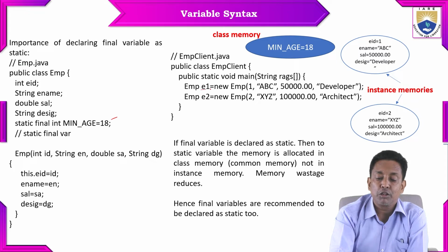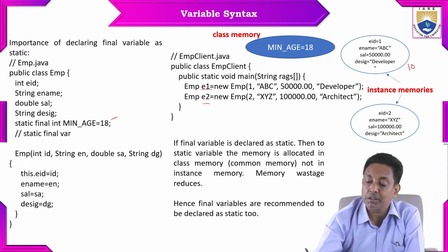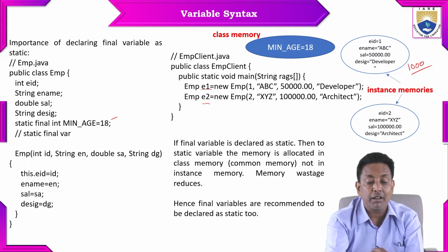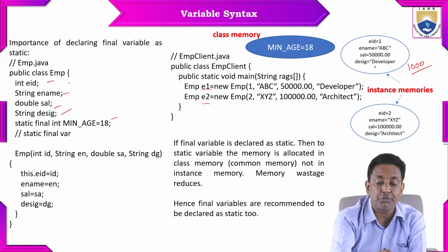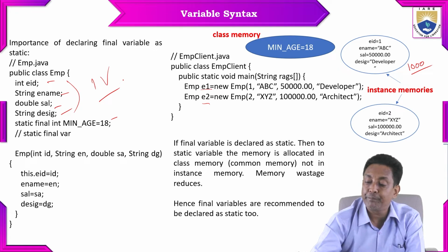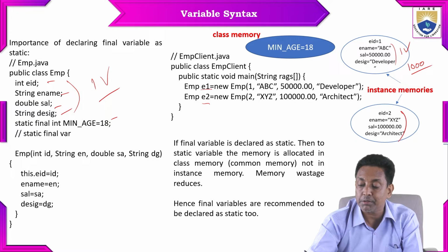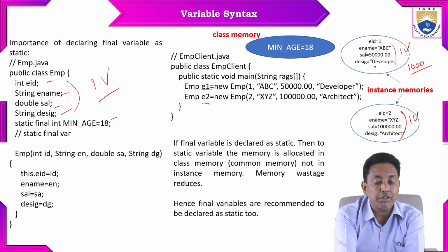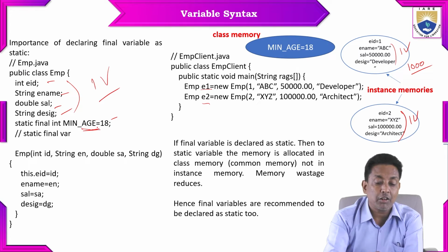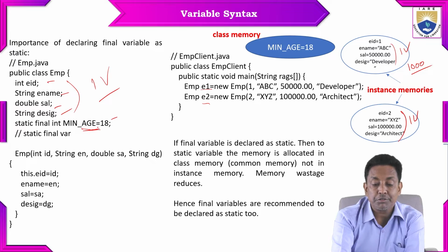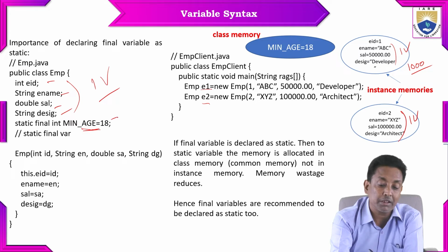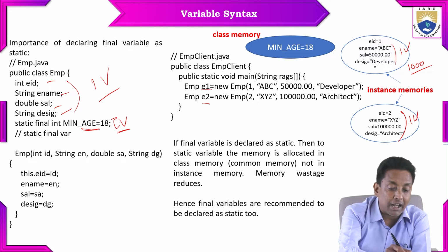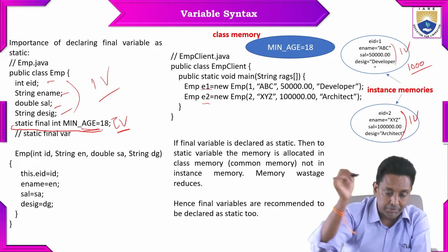Now you create 2 or even 1000 employee objects. In all the 1000 employee objects, memory will be allocated only to employee ID, employee name, salary, and designation. Only these 4 are instance variables, but not this variable. Then what is this variable called? This variable is not an instance variable. Instead, this variable must be called a class variable. All static variables are called class variables.